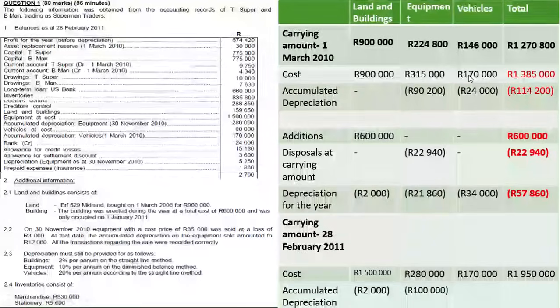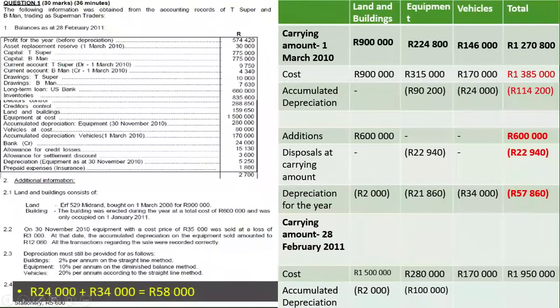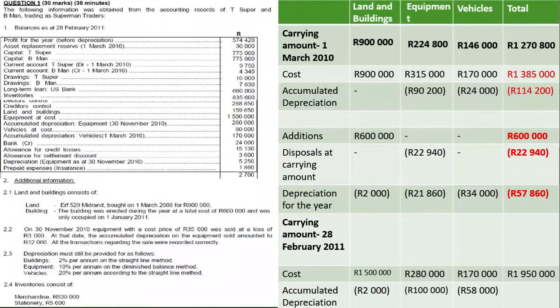Let's move on to vehicles. How do we get the accumulated depreciation on vehicles? Well, we know that there were no movement in vehicles, so we know that the accumulated depreciation on vehicle is very easy. We're just going to take accumulated depreciation at the beginning of the period plus depreciation for the year, and then we get the accumulated depreciation at the end of the period. So it's 24,000 rand plus 34,000 rand equals 58,000 rand. So plug that in, and then we add our total, so we get 160,000 rand.